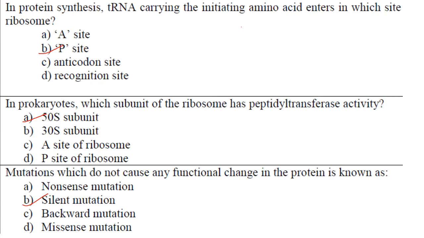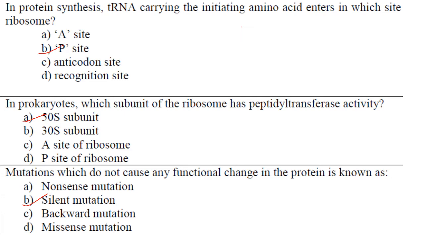Then in protein synthesis, tRNA carrying the initiating amino acid enters in which site of the ribosome? So the initiator tRNA, it immediately occupies the P site, but all other tRNAs, they will enter the A site. So the answer here is option B. In prokaryotes, which subunit of the ribosome has peptidyl transferase activity? So it is the 50S subunit.